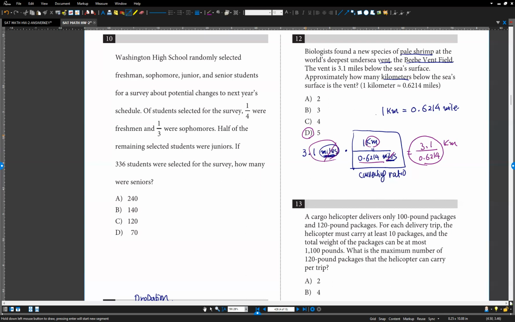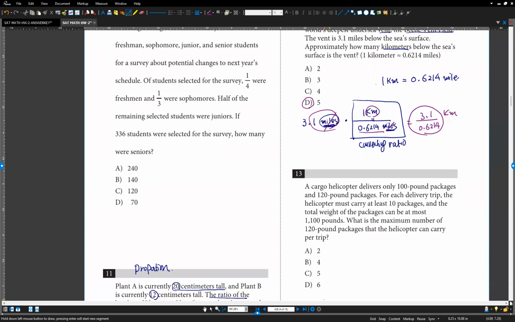Any questions on number 12? It's okay, right? You multiply the converting ratio, but you have to make sure the unit is a mile on the bottom, okay?